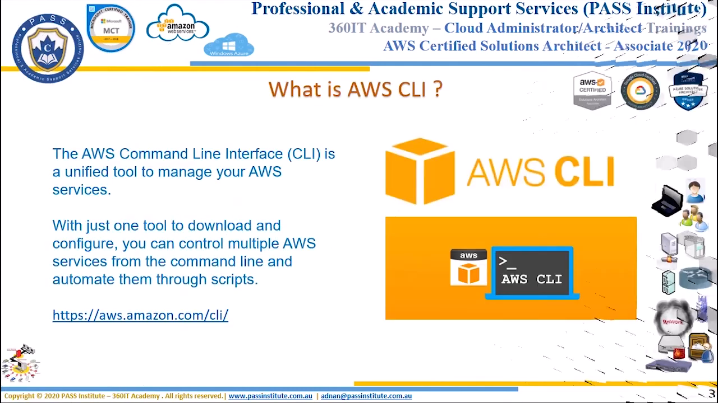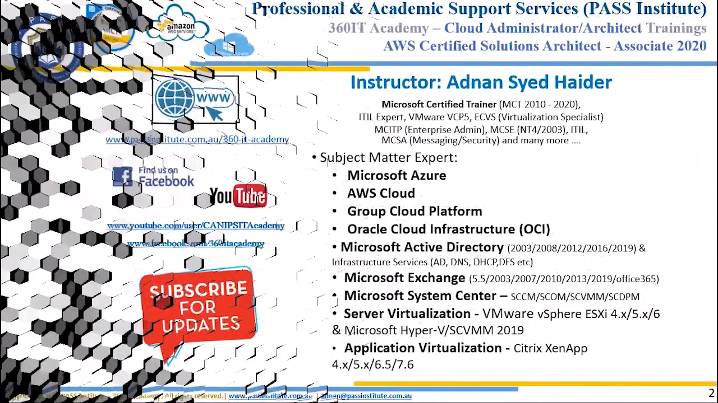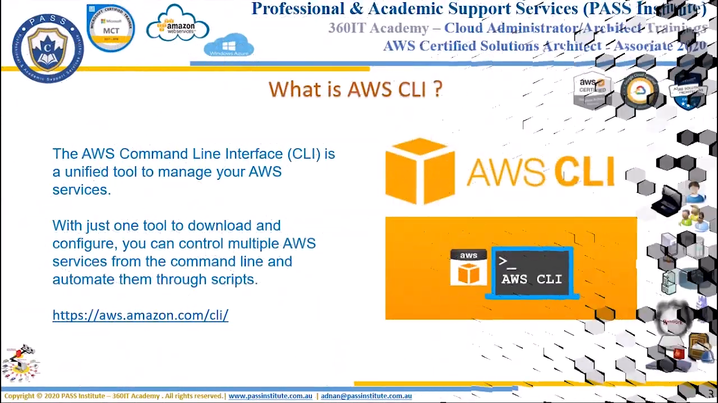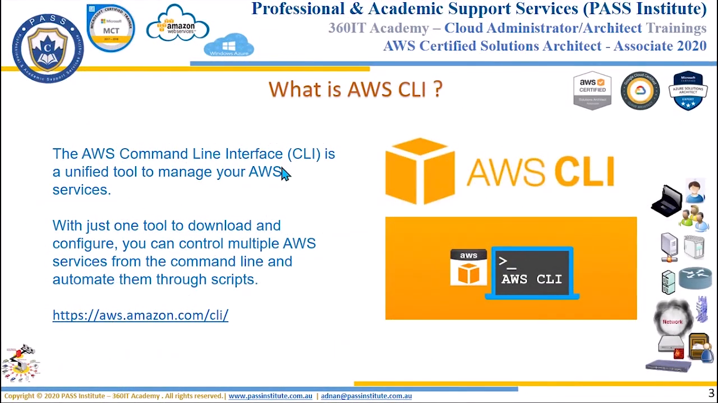And in this video, I'm gonna show you how to work with AWS CLI. Now, AWS CLI stands for Command Line Interface. So everything that we can do from the management console, we can do from the CLI as well. The AWS Command Line Interface is a unified tool to manage your AWS services. With just one tool, you can download, configure, and control multiple AWS services from the command line and automate them from the script.